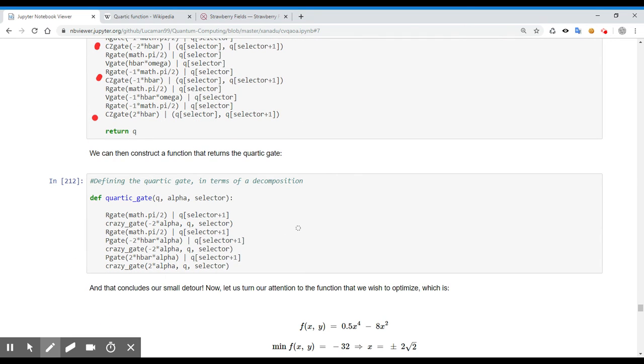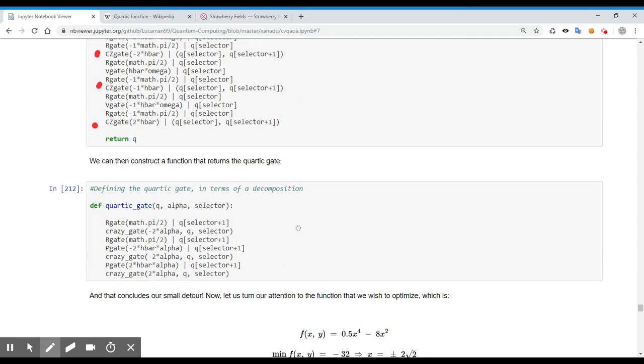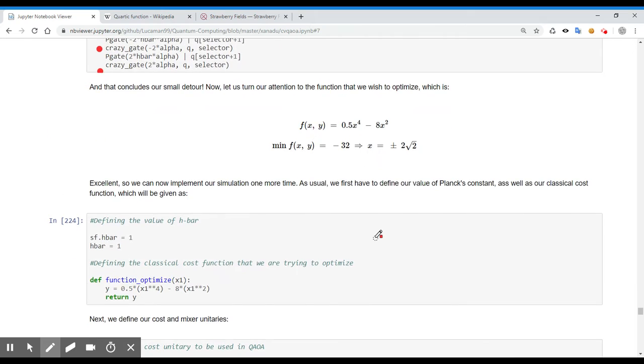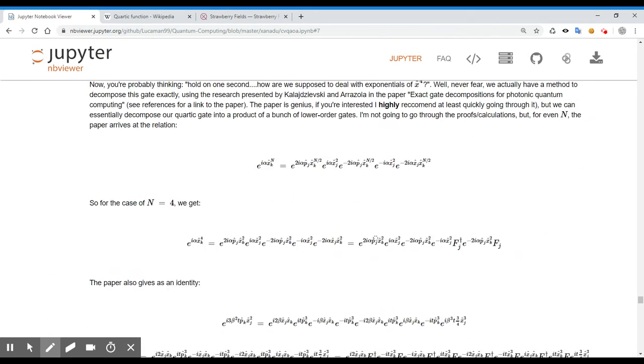Quartic gate. Oh my god, that's in here. Crazy gate, okay. Yeah, that's crazy. Okay, that went too far, too fast, definitely.